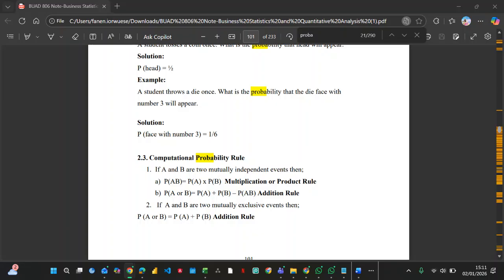Okay, but the rest of you that are here, do you understand the difference between these two? Two events being mutually independent events and two events being mutually exclusive events. Do you understand that? All of you that are here now.